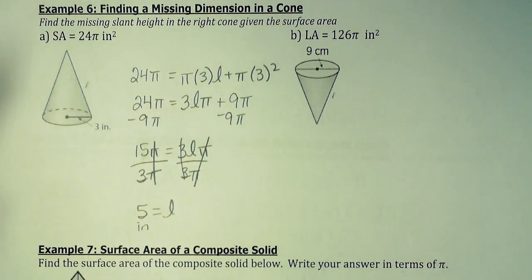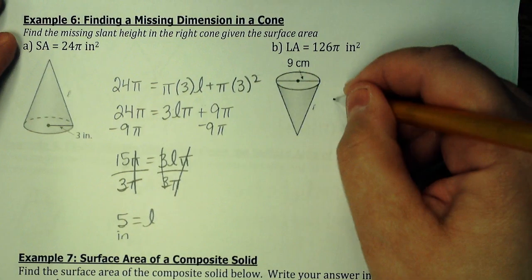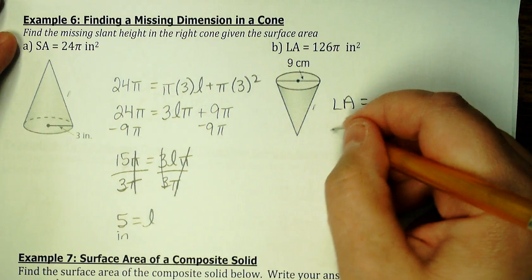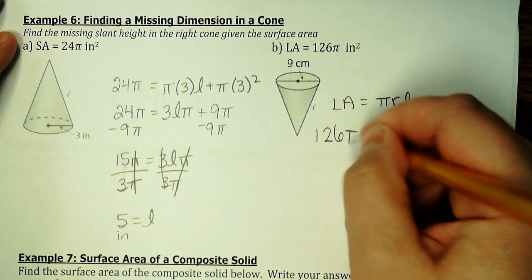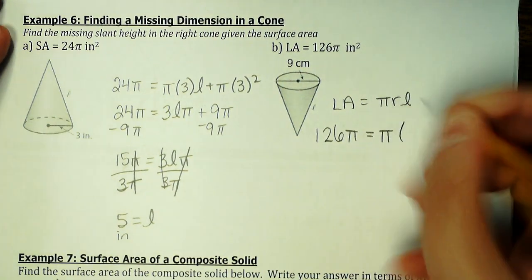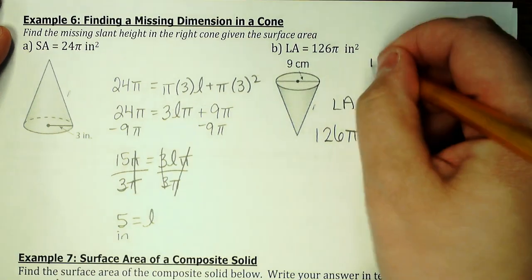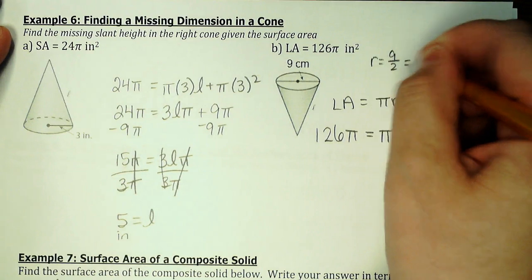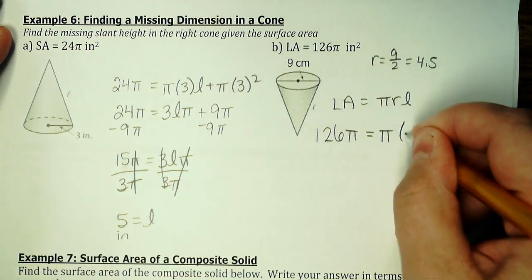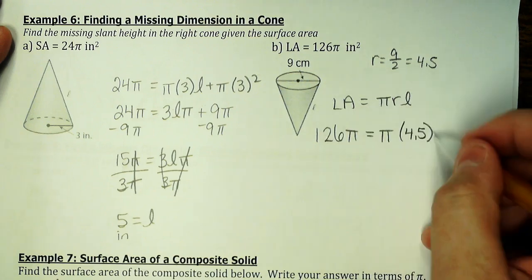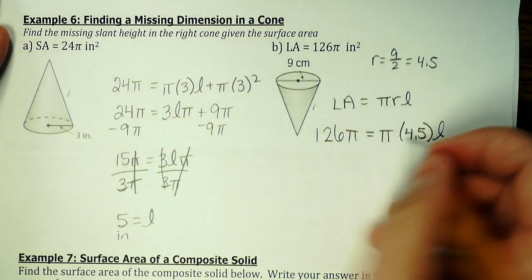And this would be in inches because that's the dimensions they give me. Okay, just a little bit different. Lateral area is just pi times the radius times the slant height. So this gives you 126 pi. Now this is tricky. They're giving you the diameter here, so make sure you do the radius. So radius should be 9 divided by 2, which I'm just going to put in here as 4.5. And then I don't know the slant height again. It's a mystery for this problem.